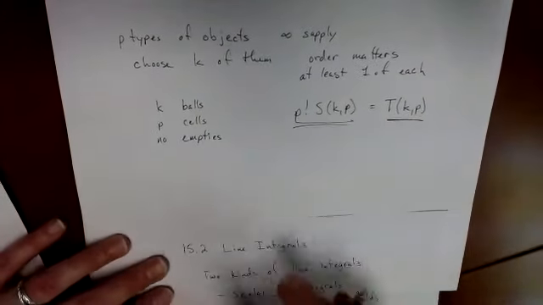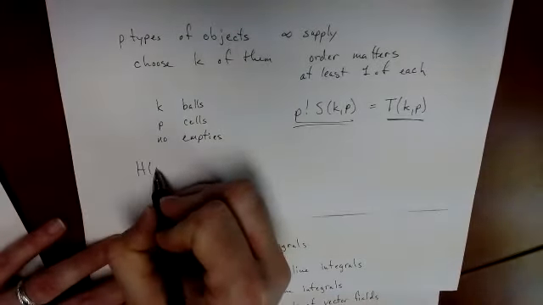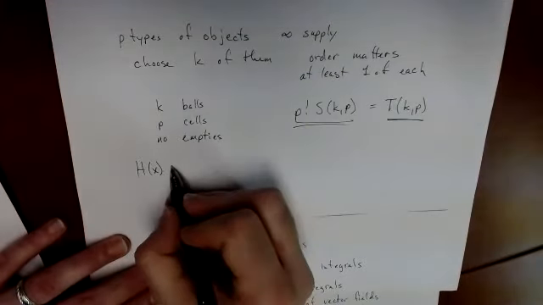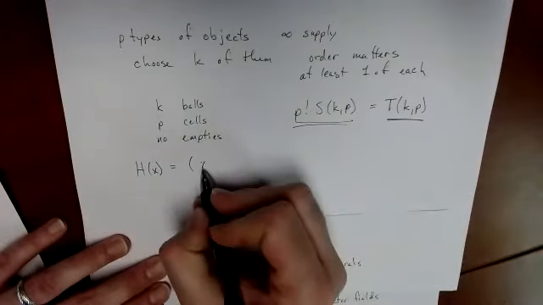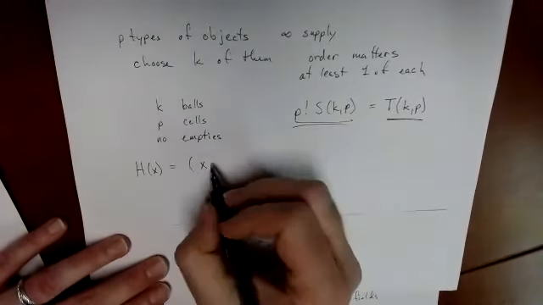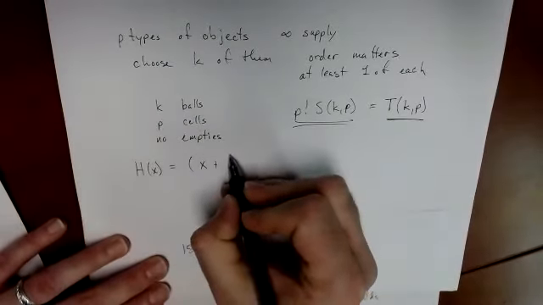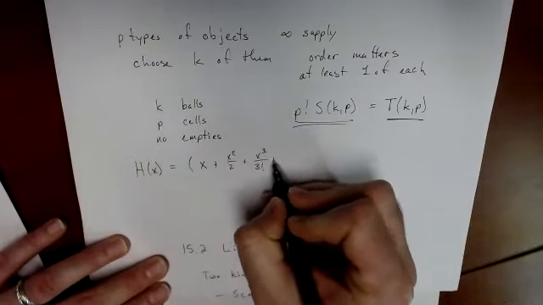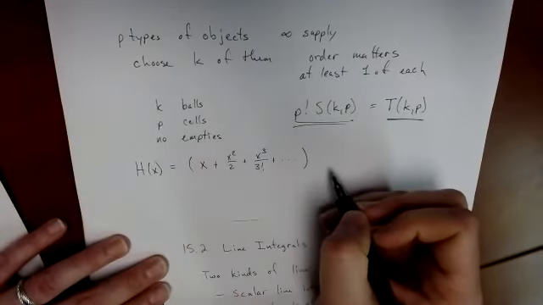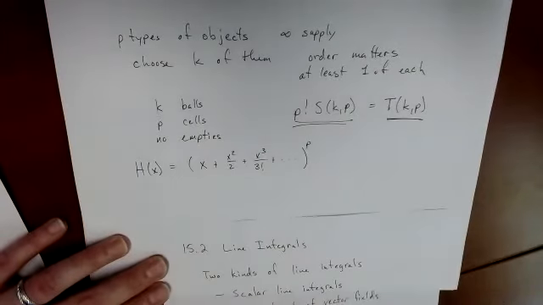So the exponential generating function for this scenario, we have P types of objects. We have to choose at least one, so we can't choose 0. So we start with x to the 1 plus x squared over 2 plus x cubed over 3 factorial, and so on, to the P.